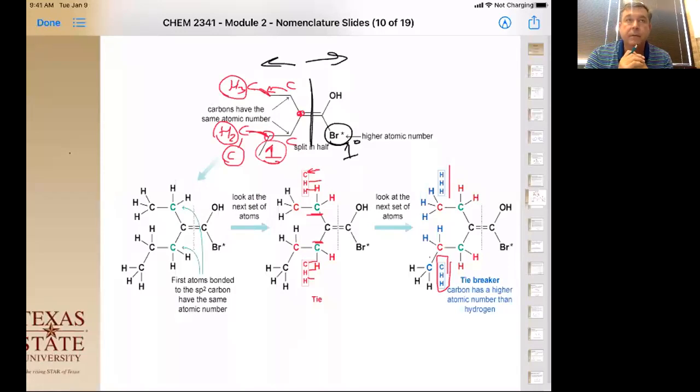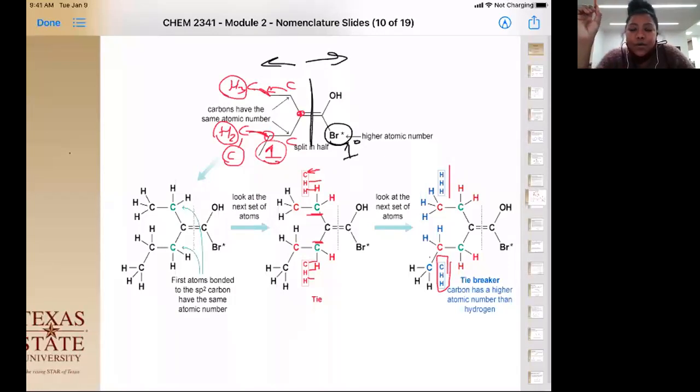Okay. Hi, Professor. I have a question. So the reason why I put higher atomic mass is for the second portion where C has 2 hydrogens and 1 carbon, and then on the other side it's 3 hydrogens. Right. But the key here is that carbon has a higher atomic number than the hydrogen. Okay, for the H2. Yeah.